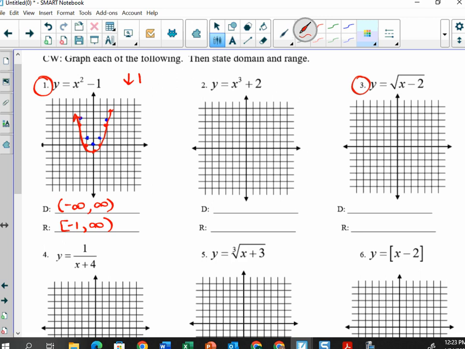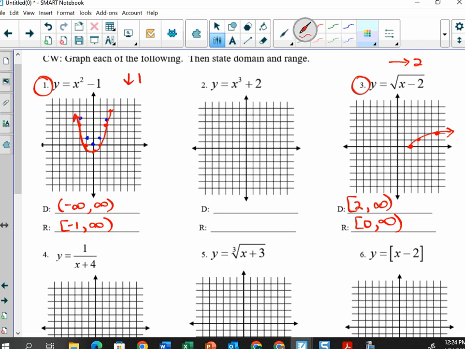Okay. What's happening on number 3? Right 2. So I go 1, 2, and then I just graph my square root function from there. That's it. So domain is bracket 2 to infinity, range 0 to infinity. Questions? We okay?